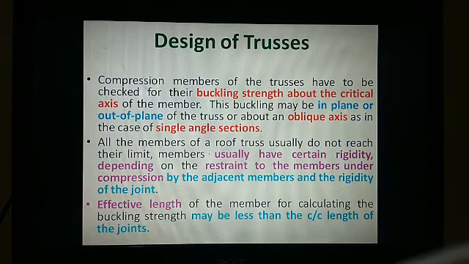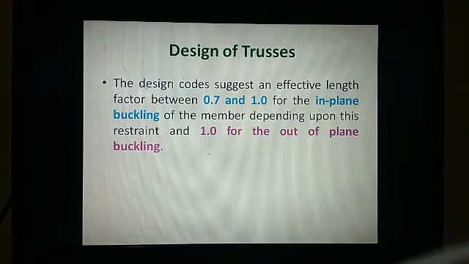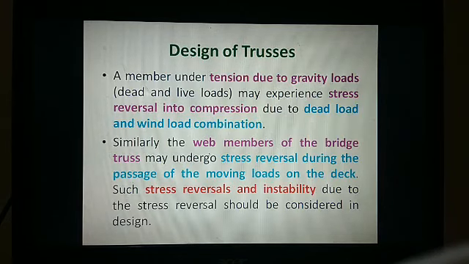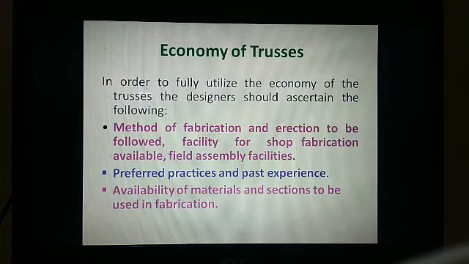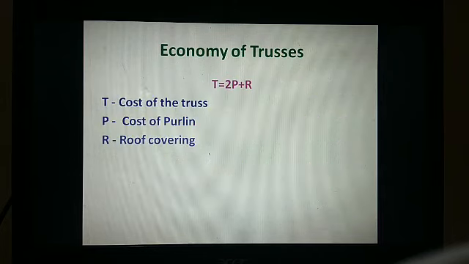Let me straight away go with that problem where I can explain you better in that direction. Instead of reading out all the theory, no need. These points I will discuss in tomorrow's class, right? The design of trusses is going to be like this, and the economy of truss.